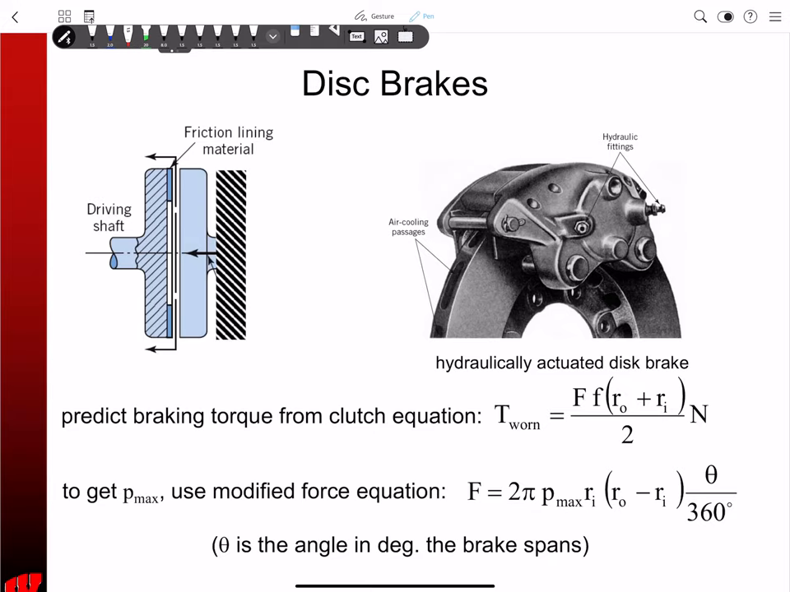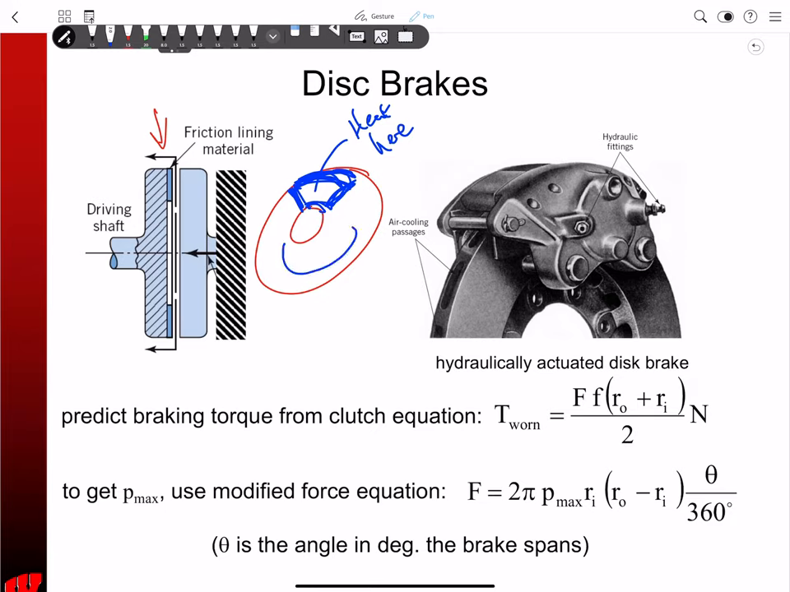Well, this is a familiar looking drawing here. We've seen this before. The only difference is that I've got a rotor that looks like this, and my brake shoe that presses on the rotor is only like that big. This is the rotor. A couple reasons for that: A, it's easier to assemble that way. B, the power heat here is going to get really hot where the pad is actually rubbing on the rotor, and then this all becomes cooling.